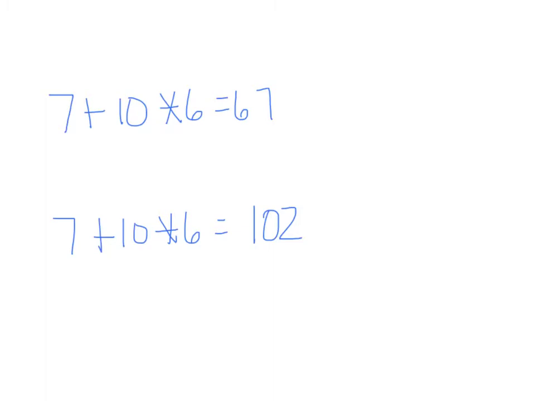Okay, I hope you paused the video to think about that. If I got 67, clearly what I had to do was multiply the 10 times 6 first. 10 times 6 is 60. And then if I added that to the 7, I would get 67.